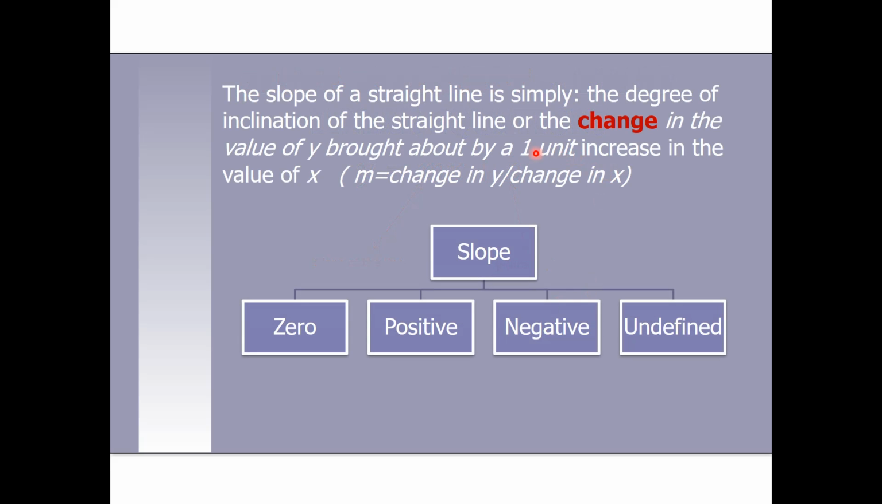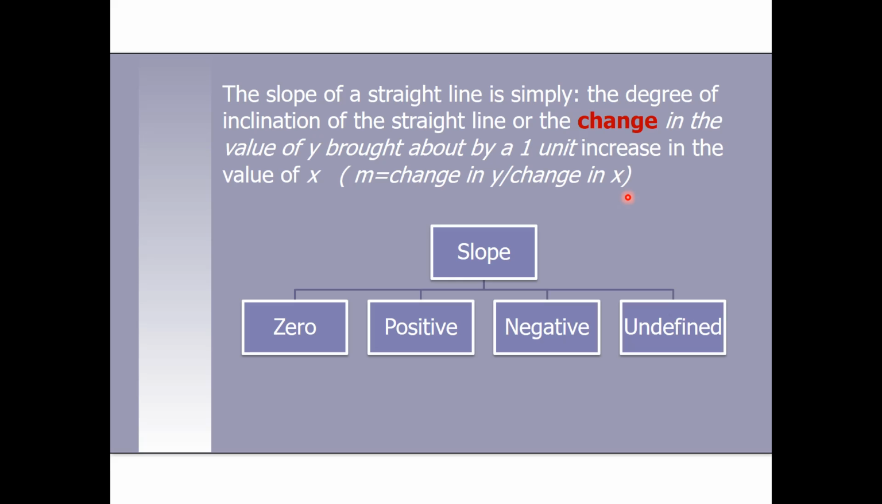So let's understand the slope of the straight line. The slope of a straight line is simply the degree of inclination of the straight line, or the change in the value of y brought about by a 1 unit increase in the value of x. We can write it as the change in y divided by the change in x, or sometimes we use the symbol delta y by delta x.